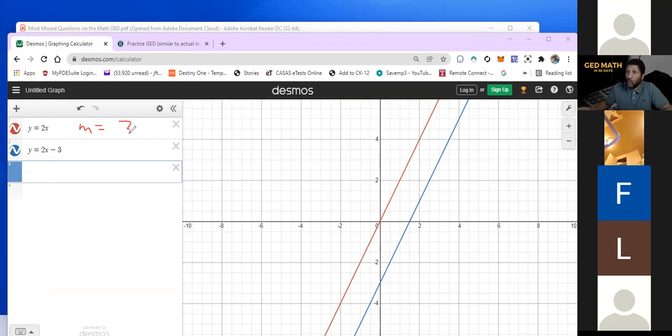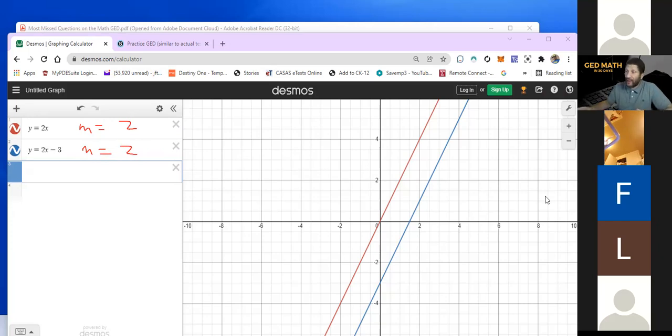2x. What is this? No, who said 2x? Me. Remember, the slope is only a value, so it's whatever's in front of the x. The slope of the second equation is also what? 2. So if you notice, the slope of both these lines is 2.